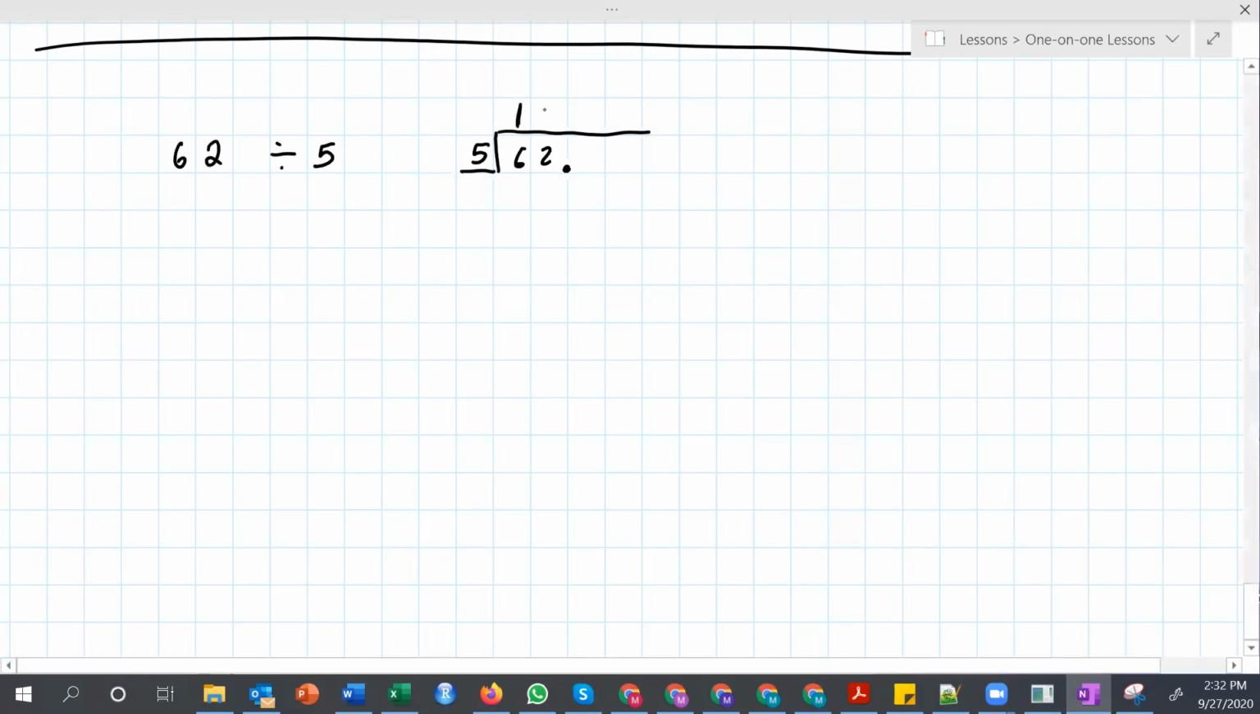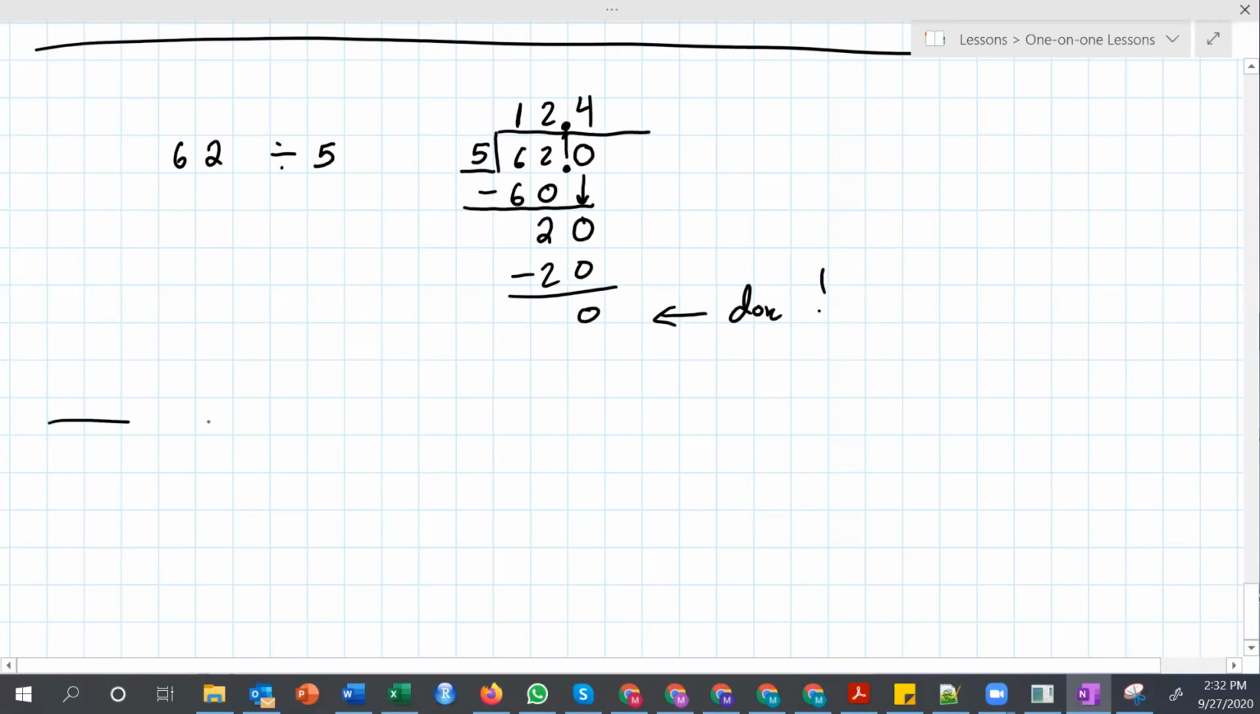12 times, excellent. 12 times 5 is 60. And you subtract, 2, there's really a 0 here, so you bring that 0 down. This decimal point comes up. How many times does 5 go into 20? 4 times. 4 times 5 is 20. And maybe the thing I didn't explain is when you get to 0, this is how you know you're done. Okay, so let's try another one here.